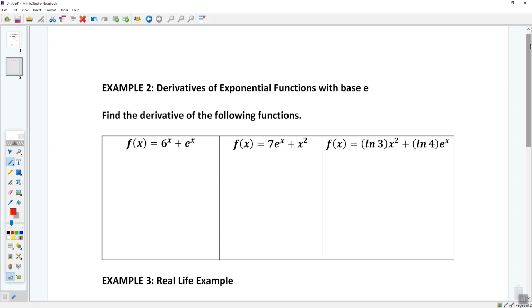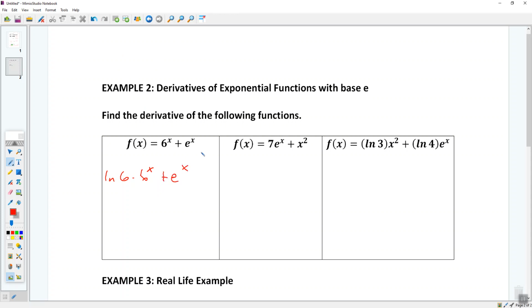First one should be pretty easy. Anybody want to talk me through that first one there? I got the natural log of 6 times 6 to the x plus e to the x. Did you say times 6x or 6 to the x? 6 to the x. Plus what? Plus e to the x. How many would agree on that? Okay, I like that.